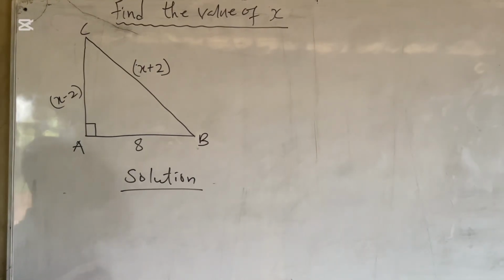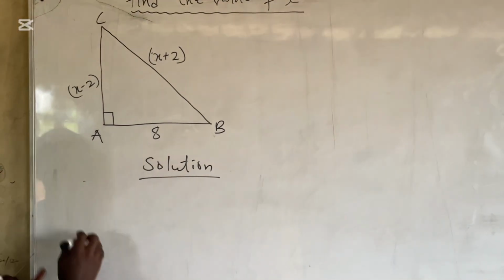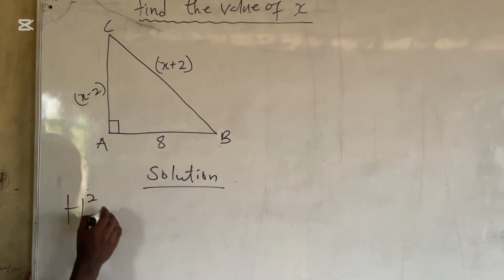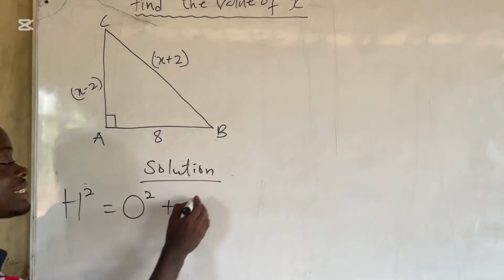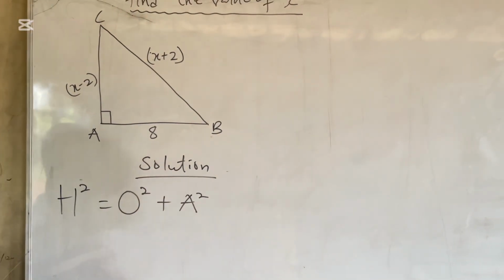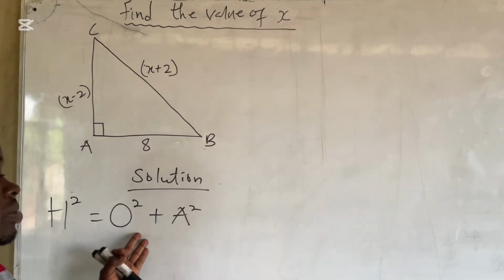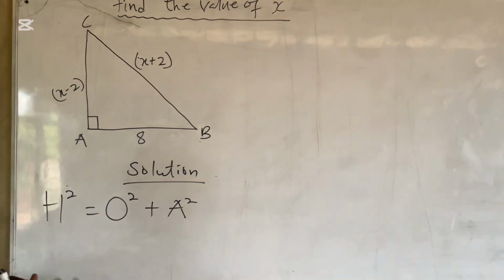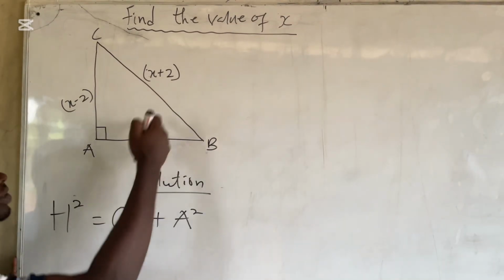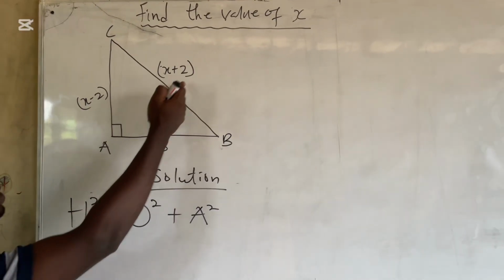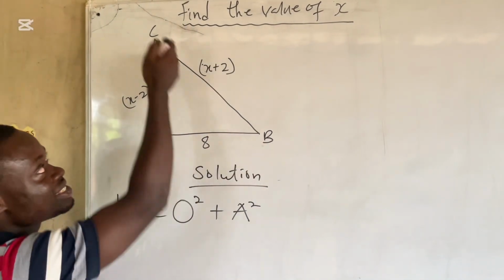Okay, so from Pythagoras Theorem, we know that hypotenuse squared equals opposite squared plus adjacent squared. Yes, so this is the formula. Hypotenuse squared equals opposite squared plus adjacent squared. So the hypotenuse is the longest side of the triangle, the one the 90 degrees is facing. So that is line BC is the hypotenuse.